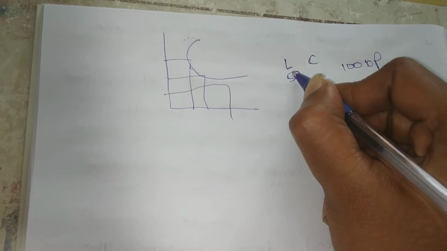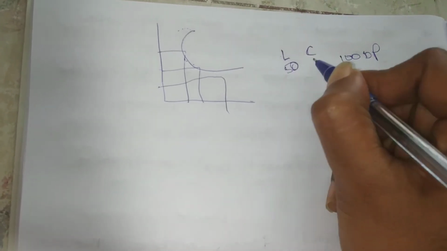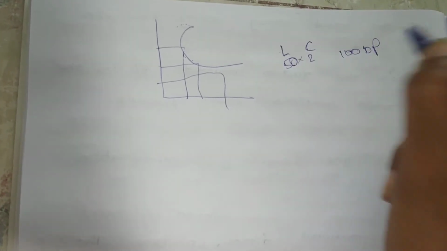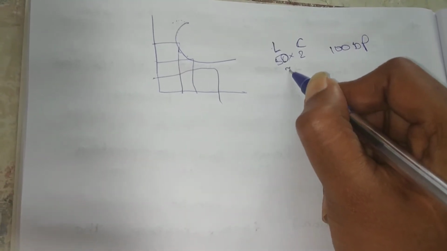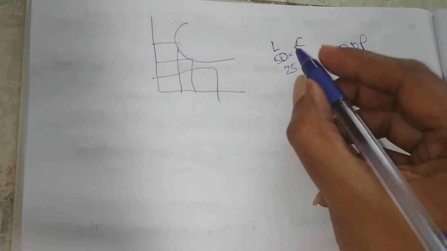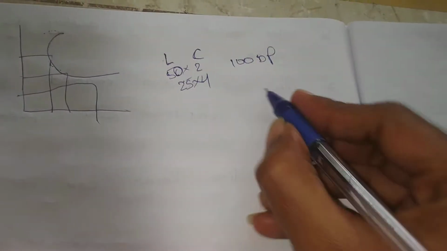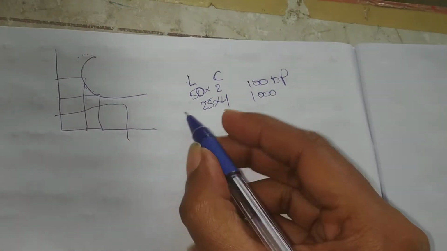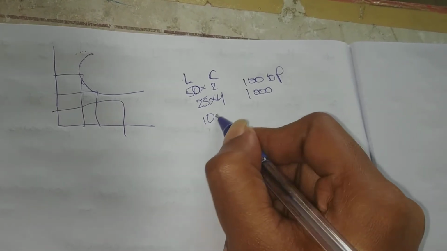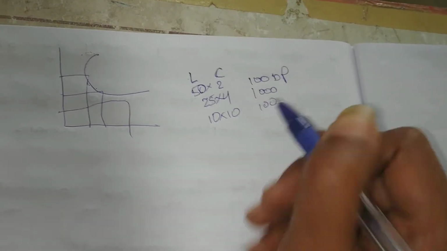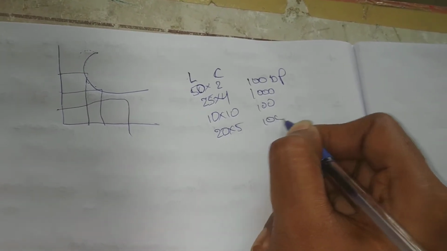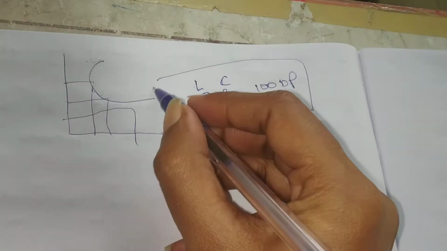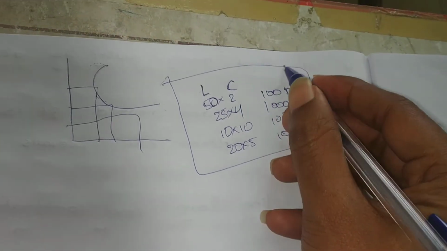I am taking 50, capital 2, 50 into 2 is equal to 100. So here I am taking 25 into 4 is equal to 100. Whatever I am taking, 10, I am taking here 10. Whatever the combination we take, at the ultimate we get our output.